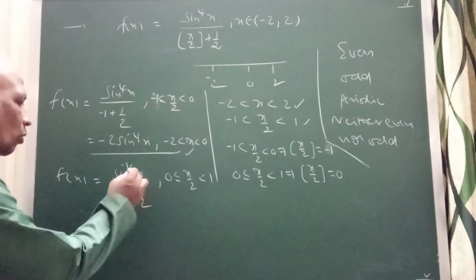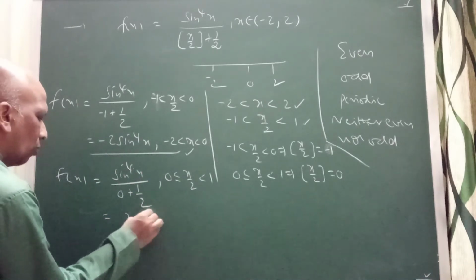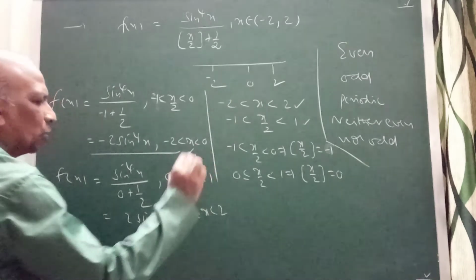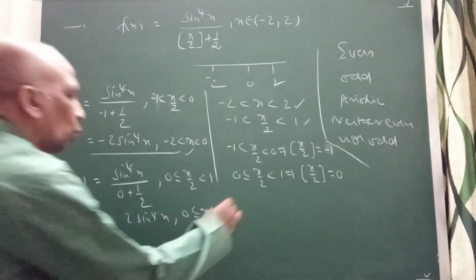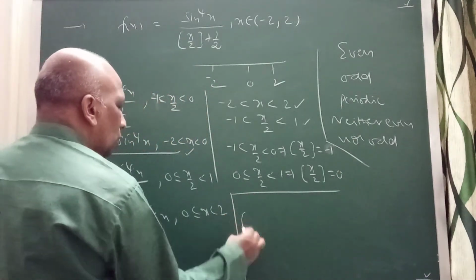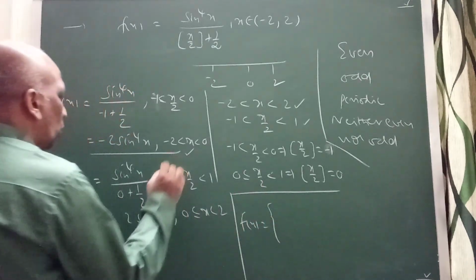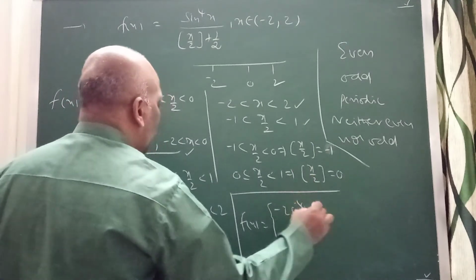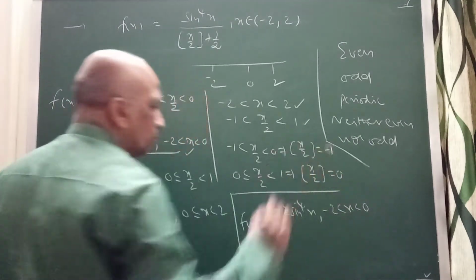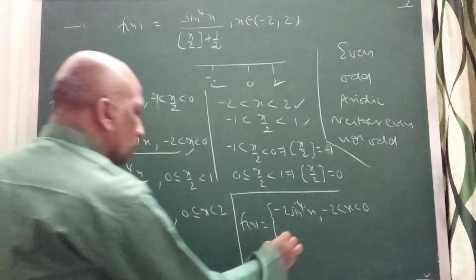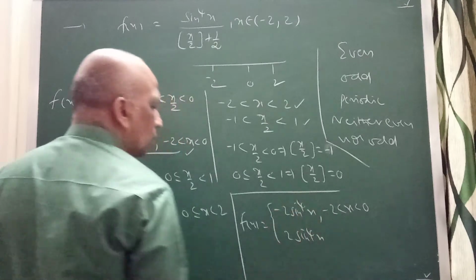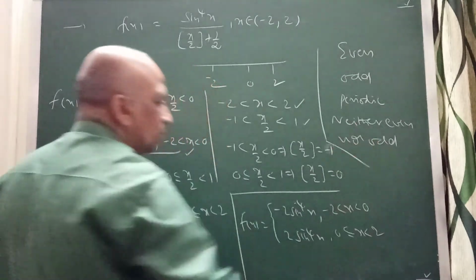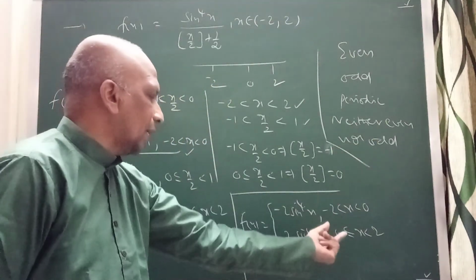Correct? Now here we can see this will come 2 sine power 4x, for 0 less than or equal to x less than 2. Correct? Finally, what conclusion can I write here? See the final conclusion: f of x is equal to minus 2 sine power 4x when minus 2 less than x less than 0, and 2 sine power 4x when 0 less than or equal to x less than 2. Check that. When x is negative, this; when x is positive, this.